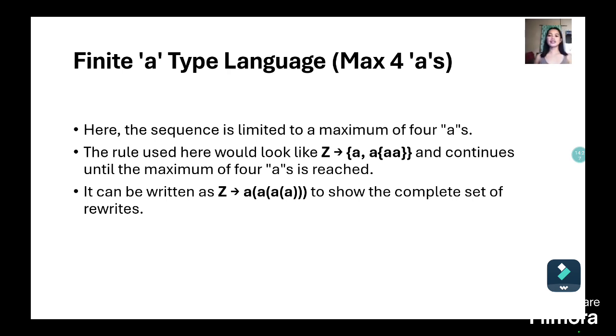Next, finite A type language, maximum of 4 A's. Here, the sequence is limited to a maximum of 4 A's. The rule used here would look like Z can be written to A, or AA, and continue until the maximum of 4 A's is reached. In this finite A type language, it can be read that the sequence is limited to a maximum of 4.